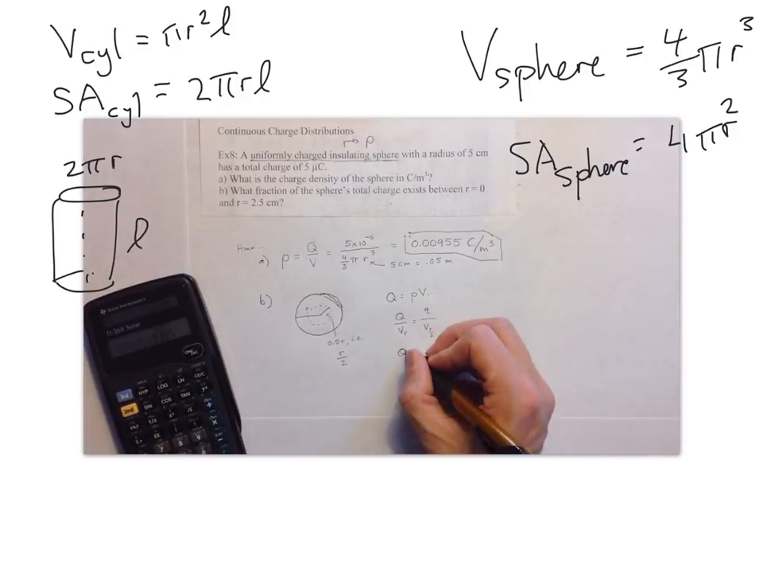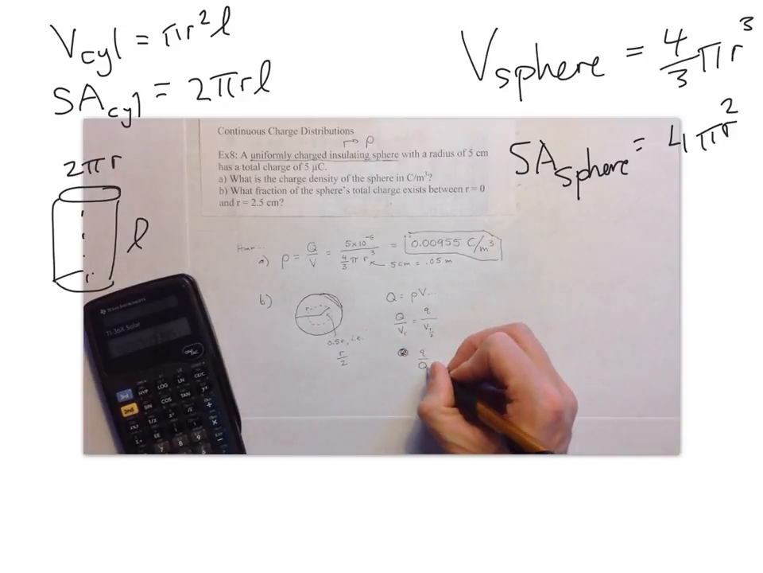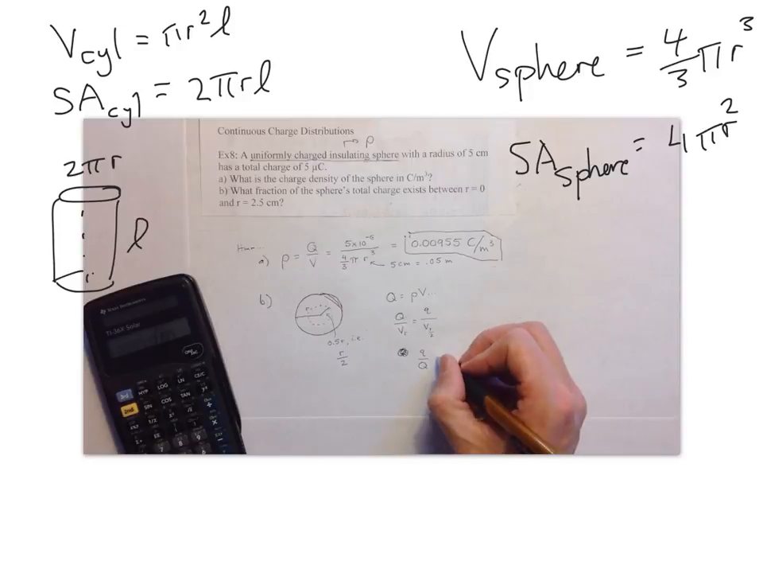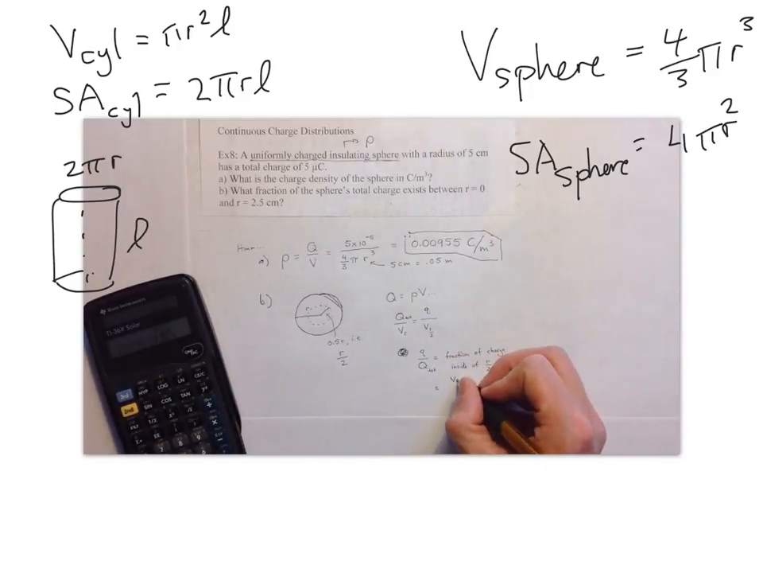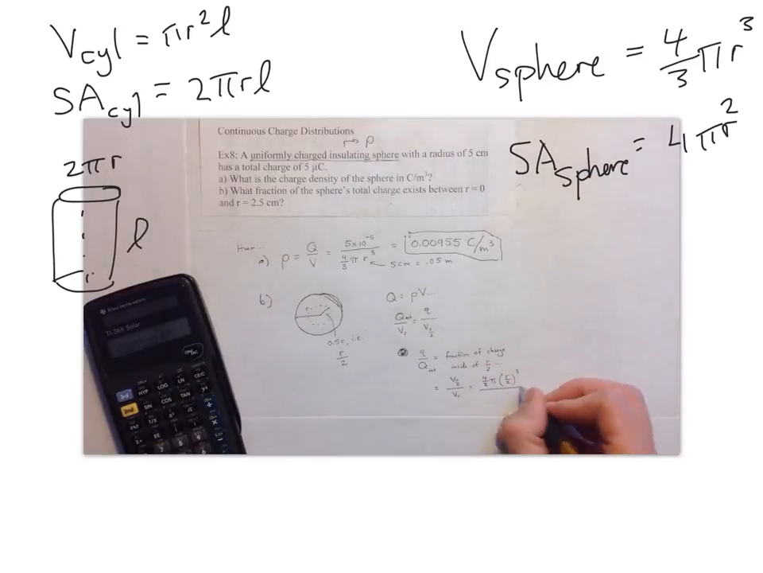All right, so here I am writing that the density for both spheres is the same. That's all that means right there: Q over V equals Q over V. Okay? And then there's that fraction little q over big Q I talked about, which is the fraction of the total charge which exists within a particular radius.